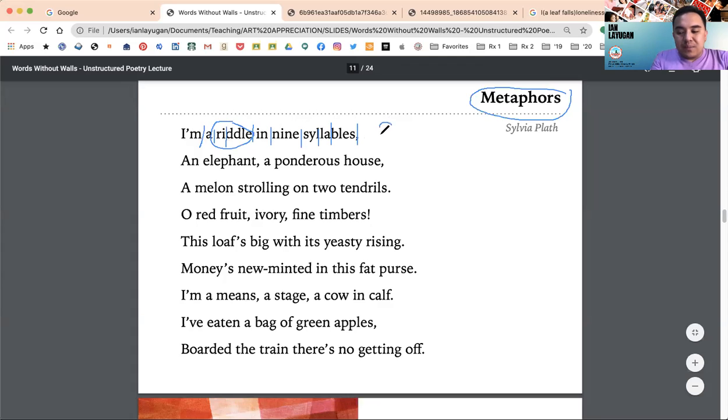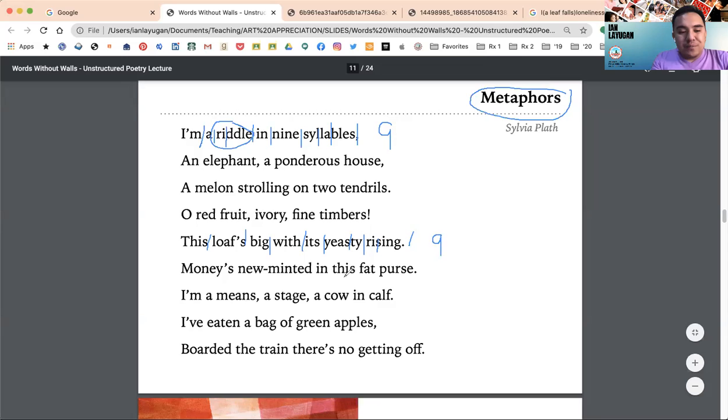1, 2, 3, 4, 5, 6, 7, 8, 9. Yep, there are 9 syllables there. Let's just test the other lines. Randomly, the fifth line: "This loaf's big with its yeasty rising." 1, 2, 3, 4, 5, 6, 7, 8, 9.